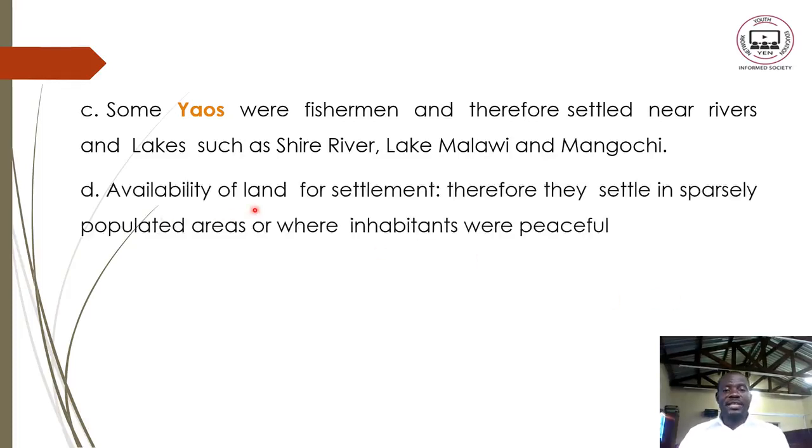And also availability of land for settlement. Therefore, they settled in sparsely populated areas or where inhabitants were peaceful. So they were looking for a place for settlement. Mind you, they traveled for various factors. We have looked at the reasons why they migrated. Others ran away from pressure. As a result, when choosing a place, they would ask: do we have any pressure here? Are there other people around who are going to give us pressure? So they were looking for availability of land for settlement.